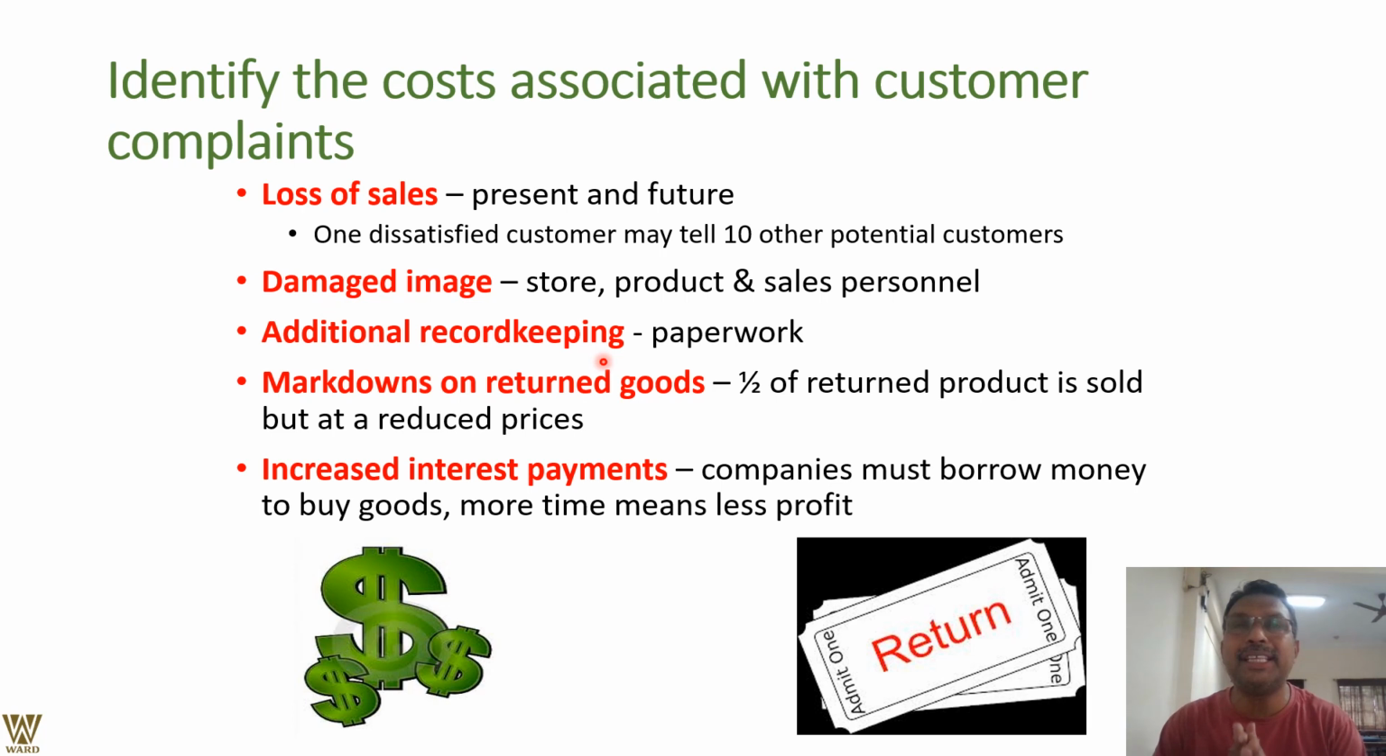Then we have an image that gets distorted as far as the store and sales personnel are concerned. There is additional record keeping, because you've made a sale and now the sale has come back. You have to make an additional record of what has moved out of the store and come back to the inventory, and how it needs to be managed. Then there are markdowns on returned goods. Essentially, for goods that are returned, an ethical company will give a discounted price the next time they are put on display. Why? Because half of the returned product is sold only at a reduced price.